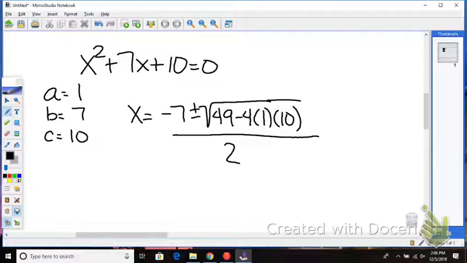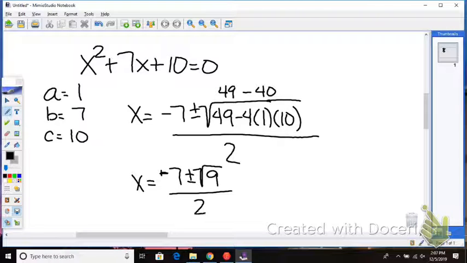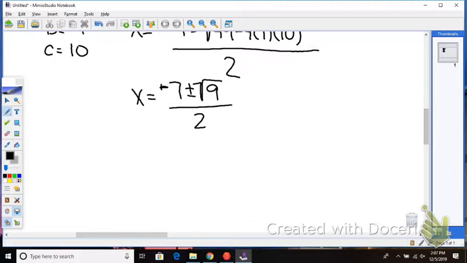So once we get it written in, the part I want you to work on first is this part underneath the radical. So I have a 49, and then I have negative 4 times 1 is negative 4, times a 10 is a negative 40. So I have 49 minus 40, which is 9. So I have x equals negative 7 plus or minus the square root of 9, all divided by 2. So it's 3. Okay?